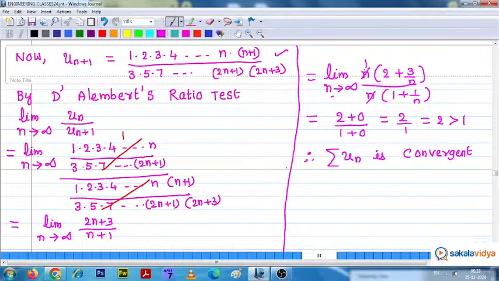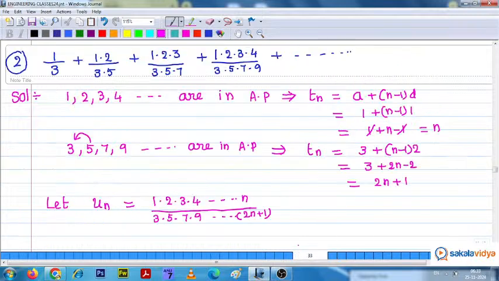If the L value is 1, the test fails, then Raabe's test has to be applied. That we are going to discuss in the next class. Right. Okay, just check the question once again, all of you. Very simple, very simple.